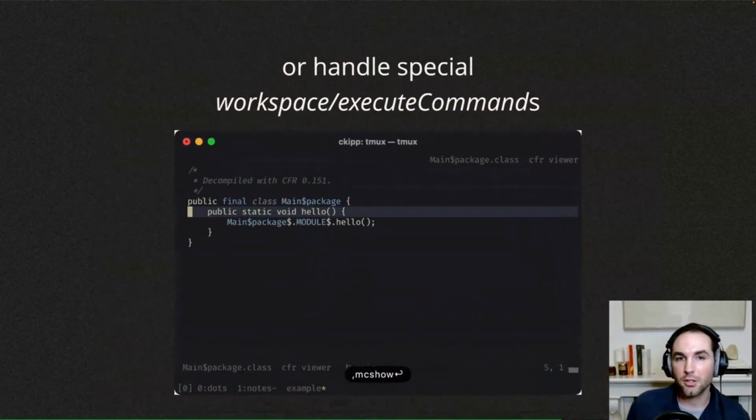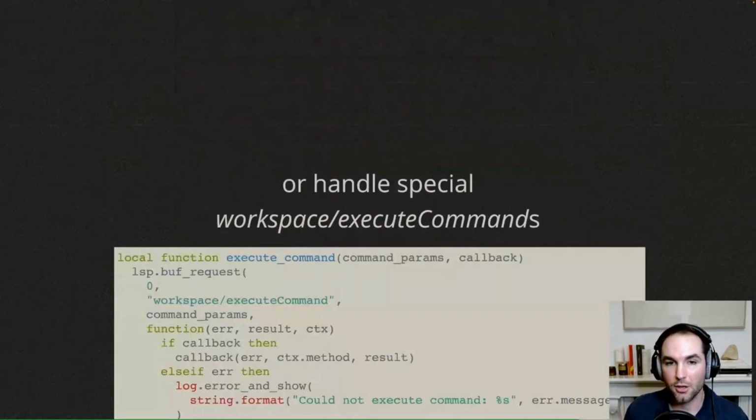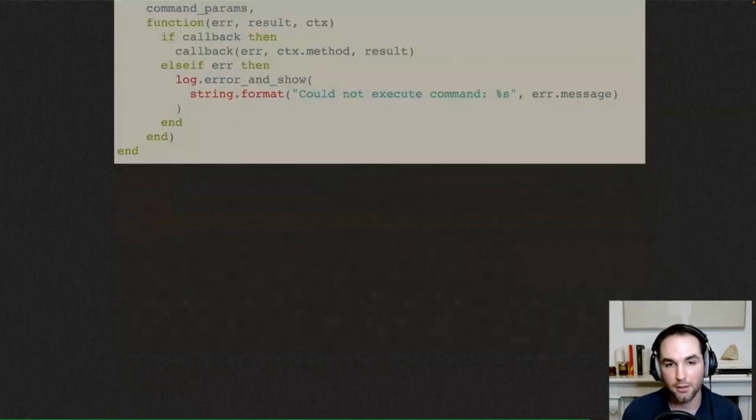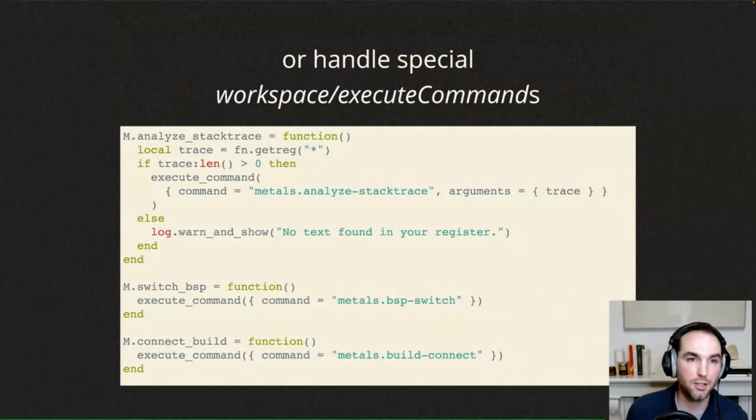What about special workspace execute commands? This is really similar to what you'll actually see in LSP config sometimes, where you have a helper function like this called execute command. In the current buffer 0, we're just going to execute a workspace execute command. You have some parameters that you're going to give with it. And then you have an optional callback that, depending on the result that you get back from the server, does some stuff. And in Metals, like I said, we have like 40 of these. So there's all sorts of stuff.